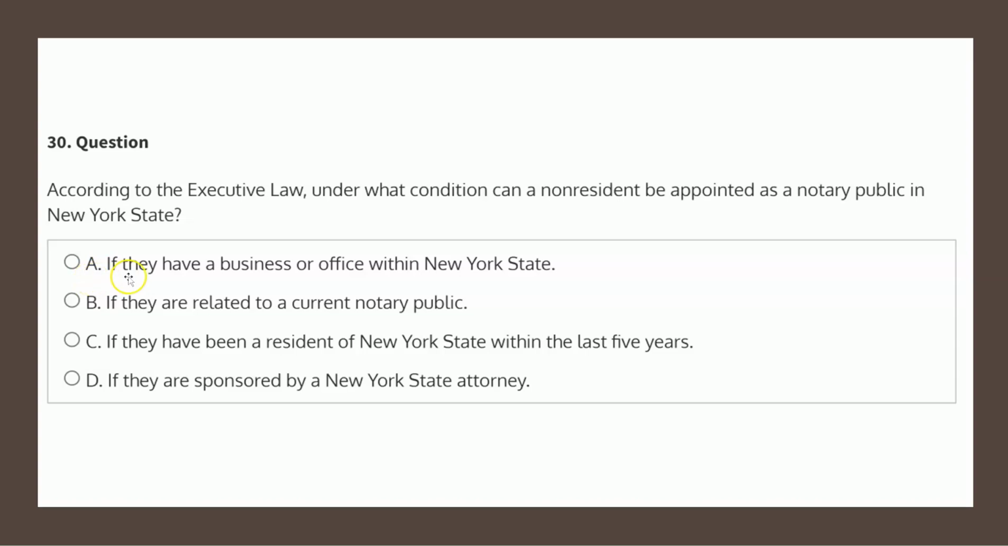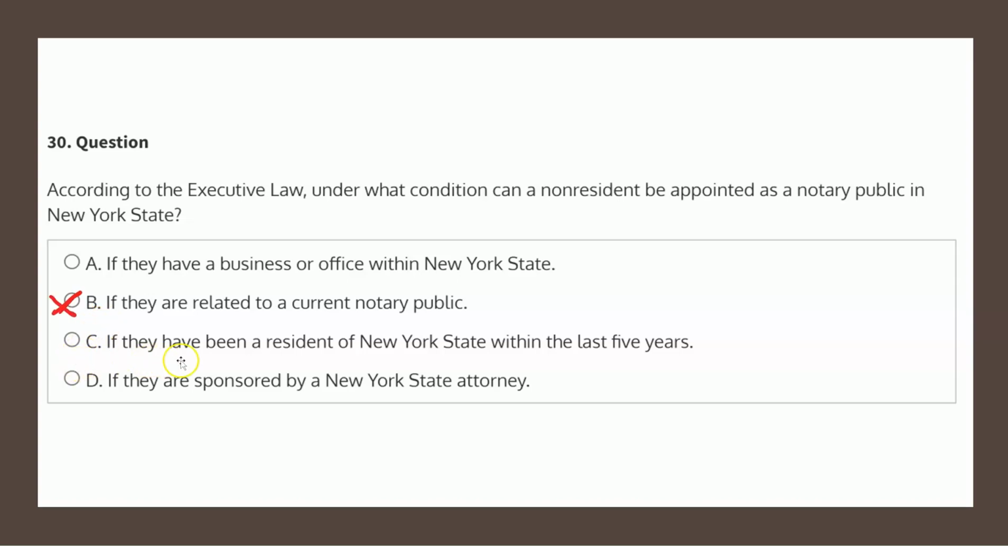Choice A states if they have a business or office within New York State. Well, that's precisely what we just read from section 130 of the executive law, but before we mark this as the correct solution, let's have a look at the other three choices just to be certain. Choice B states if they are related to a current notary public. Well, that's not stated in the law, and therefore choice B is not the solution.